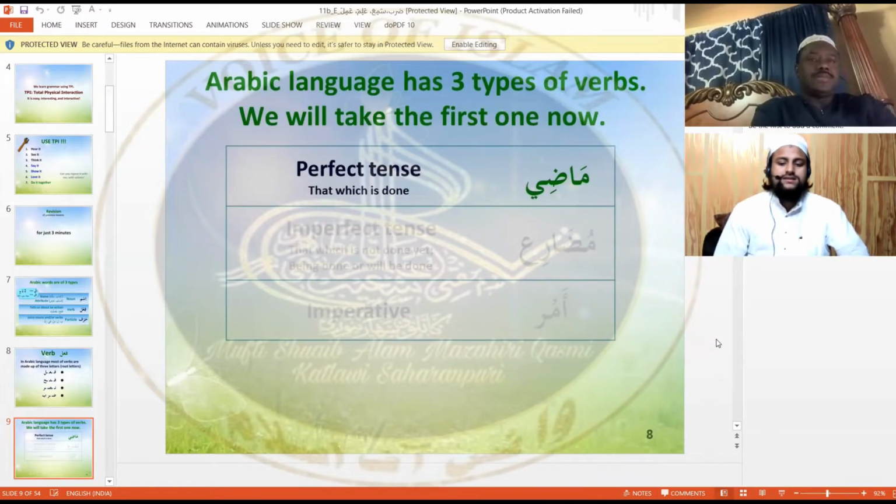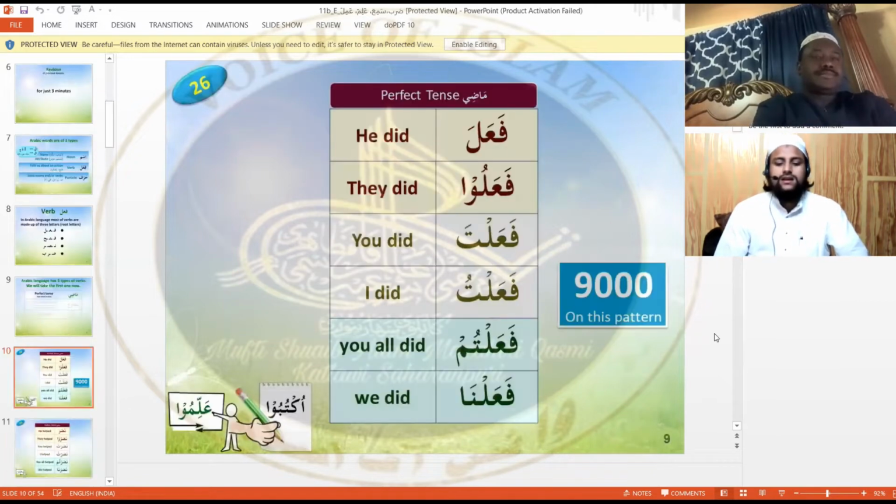Arabic language has 3 types of verb. We will take the first one now. Madi, perfect tense, that which is done. Like fa'ala, he did. Let's do it together. Fa'ala, he did, with action.